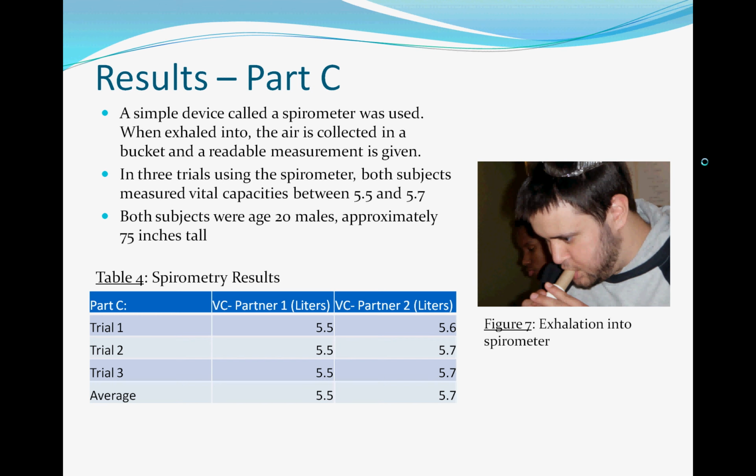Part C experimented the vital capacity of two subjects with a device called a spirometer. When a spirometer is exhaled into, the air is collected in a bucket and a readable measurement is given as the output. We performed 3 trials on the spirometer, each measuring vital capacities between 5.5 and 5.7 liters. Both subjects were 20-year-old males, approximately 75 inches tall. Figure 7 shows exhalation into a spirometer.